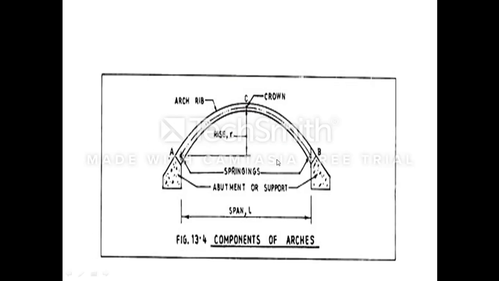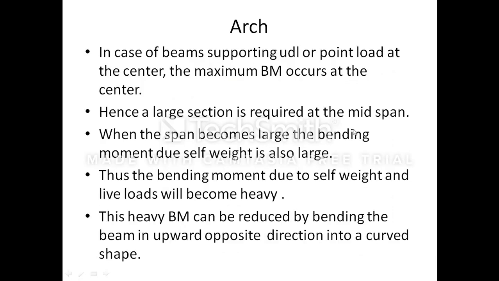Coming to components of the arches, here we have the arch rib. The topmost point is called the crown. This is what we call the span, and from the crown to the support level we call it the rise.